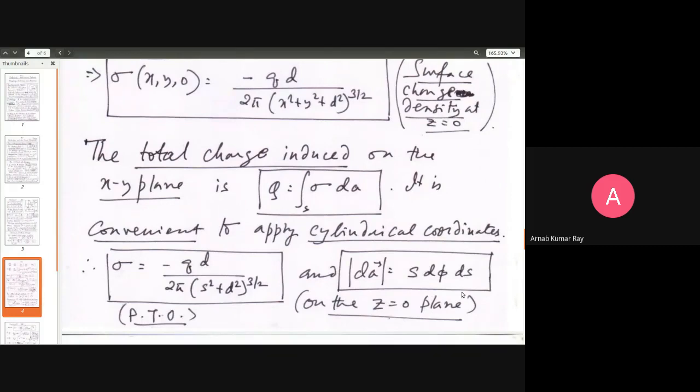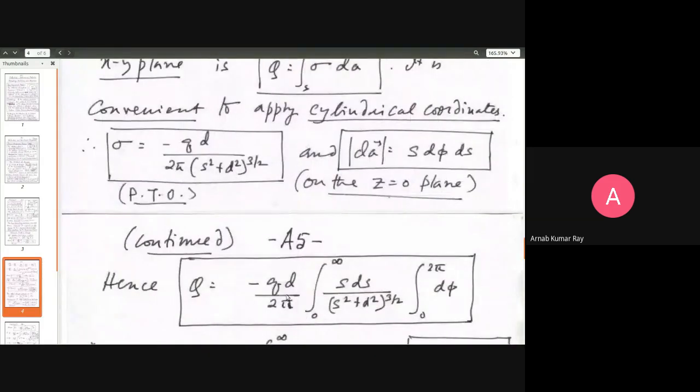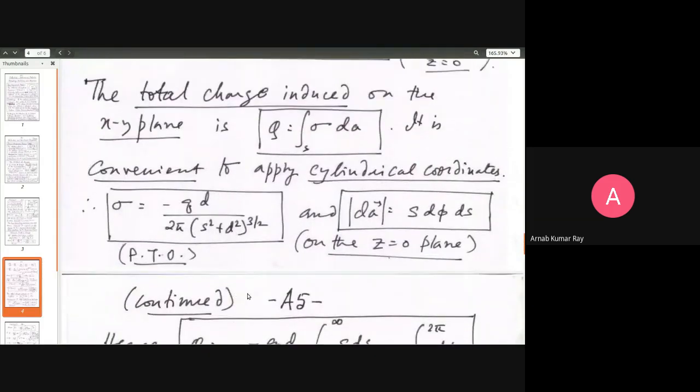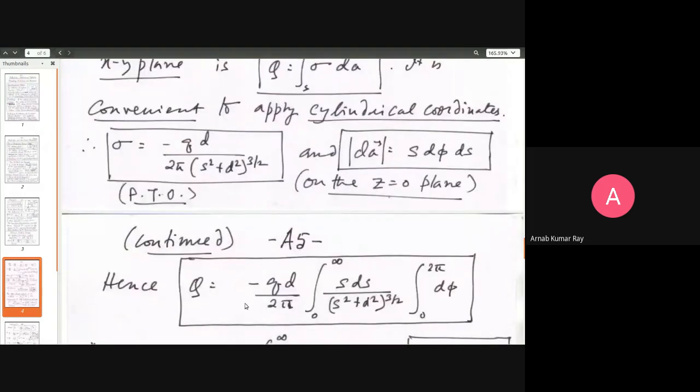I hope you have not lost sight of that fact as well. In the cylindrical coordinate system, the line element dl is equal to ds s cap plus s d phi phi cap plus dz z cap. Taking the cross product of the two will give you s d phi ds z cap, but we are only taking the magnitude of it. So all we have to do is, what is the total charge induced? What is your instinctive answer? We shall see. You don't even have to work this out to know the final answer, if you have a good physical insight into the problem.